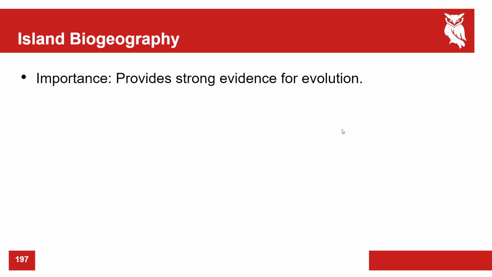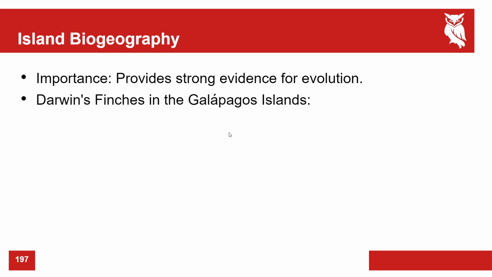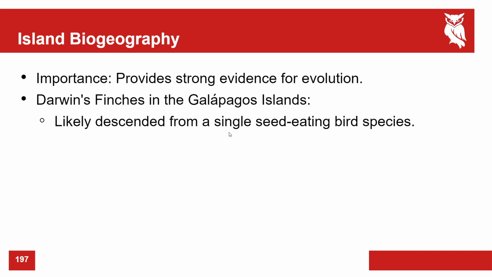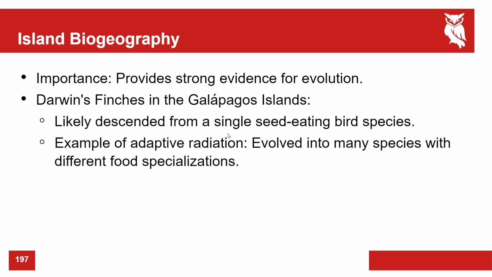So, island biogeography. This is what Darwin observed during his voyages on the Beagle, and it provided strong evidence for evolution. If we look at Darwin's finches in the Galapagos Islands, they all likely descended from a single seed-eating bird species. But because each island had its own little environment, that single species adaptively radiated into many species with different food specializations. You'll see a visual of that on the next slide.